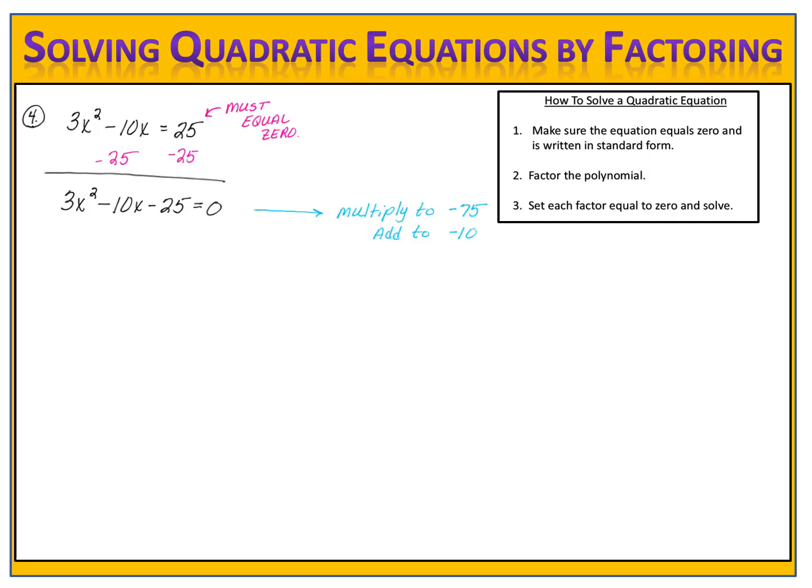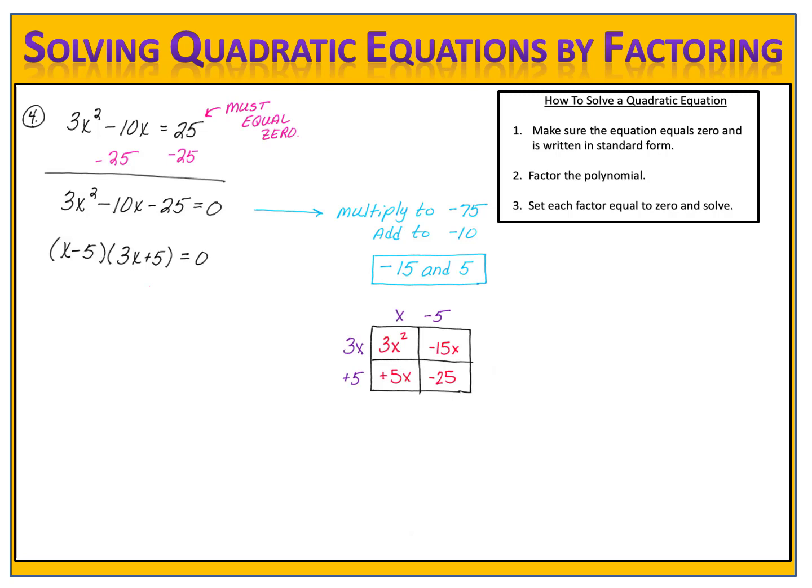Numbers that multiply to negative 75 and add to negative 10. Those numbers are negative 15 and 5. Because my leading coefficient is a 3, we need to use the grid to factor. When I factor using the grid, I have the factors x minus 5 times 3x plus 5 equals 0. That's the equation written in factored form.